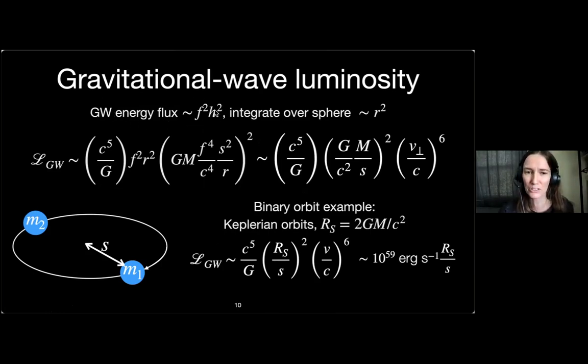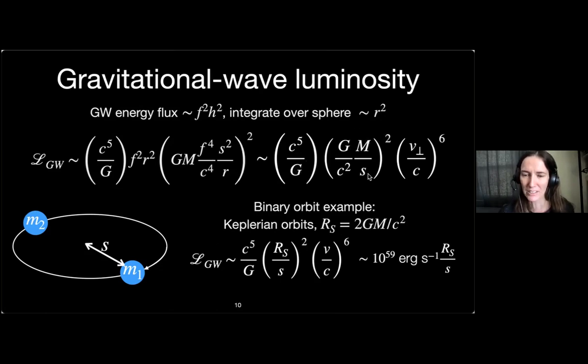It's proportional to the strain squared. You integrate it over a sphere. So this strain expression before integrating, you have to multiply it by the frequency to get the energy flux. This is just the right units for luminosity. You put this all together and you get something that again has an amount of energy that is now quite large. There's a c to the fifth here divided by a tiny G.